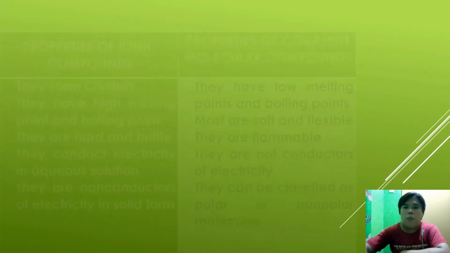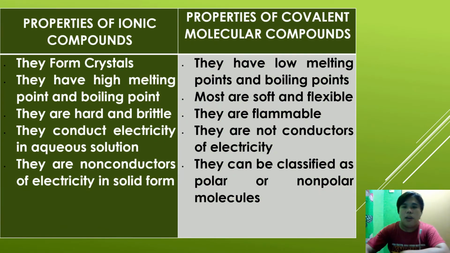Okay, so the properties of ionic compounds and covalent molecular compounds. Ionic compounds form crystals, just like table salt. They have a high melting point and boiling point, which means they are hard to melt and hard to boil. They are hard and brittle, meaning they are hard but break easily.